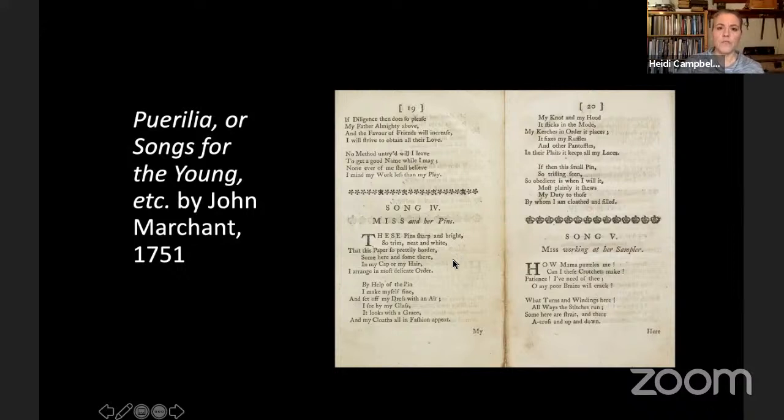"These pins, sharp and bright, so trim, neat and white, that this paper so prettily border, some here, some there, in my cap or in my hair, I range in most delicate order. By help of the pin, I make myself fine and set off my dress with an air. I see by my glass, it looks with a grace, and my clothes in olden fashion appear. My knot and my hood, it sticks to the mode. My kercher, it holds in its places. The kercher or kerchief, it fixes my ruffles and other pantuffles in their places, it keeps all my laces. If then the small pin, so trifling seen, so obedient is when I will it, I most plainly it shows my duty to those by whom I am clothed and fed."